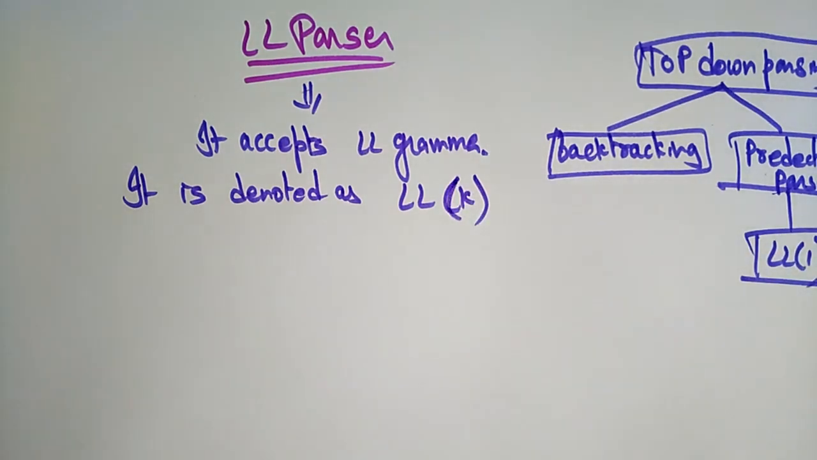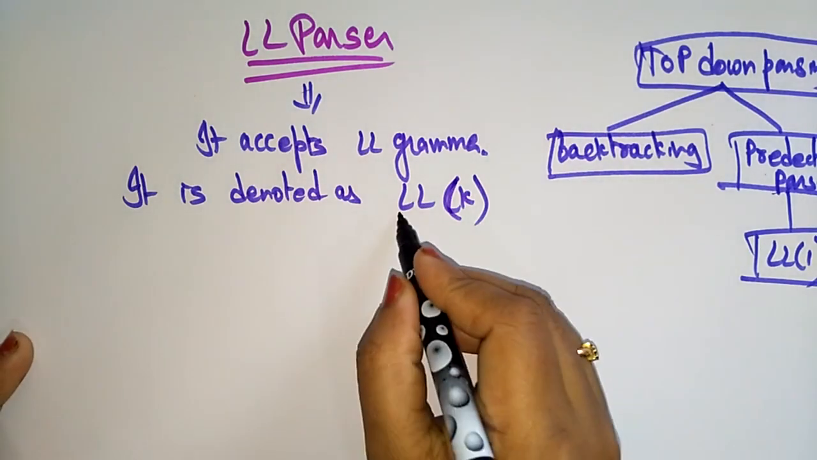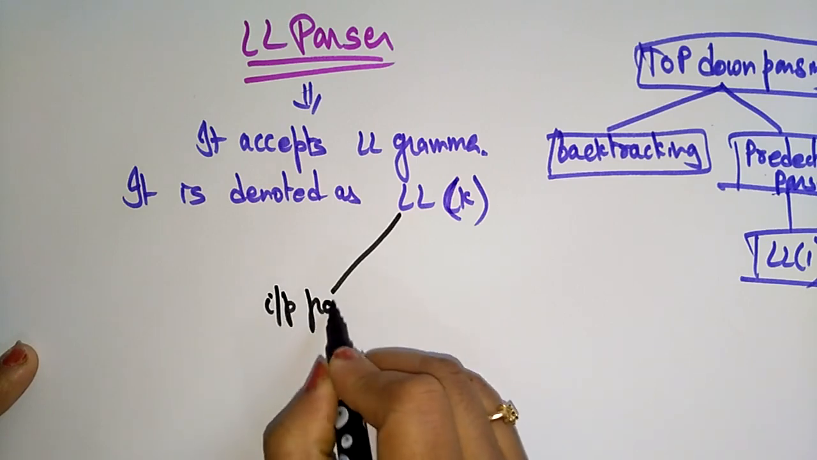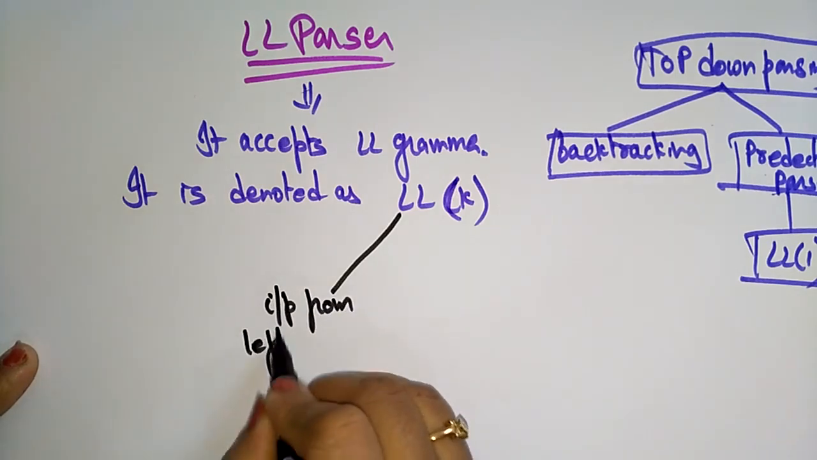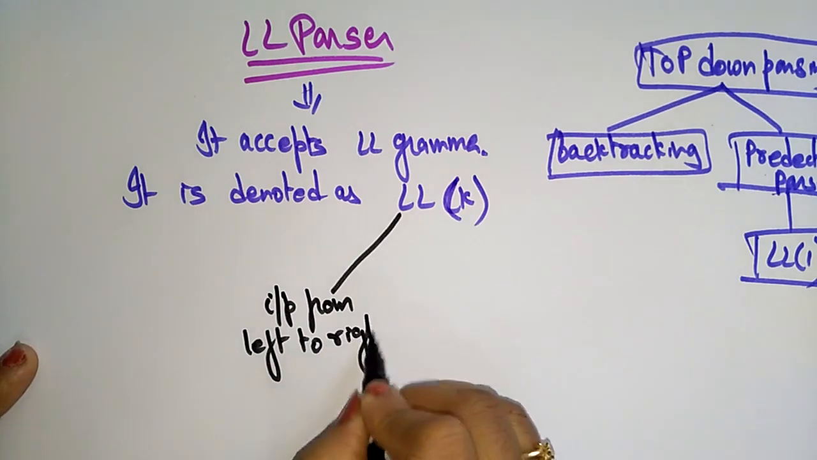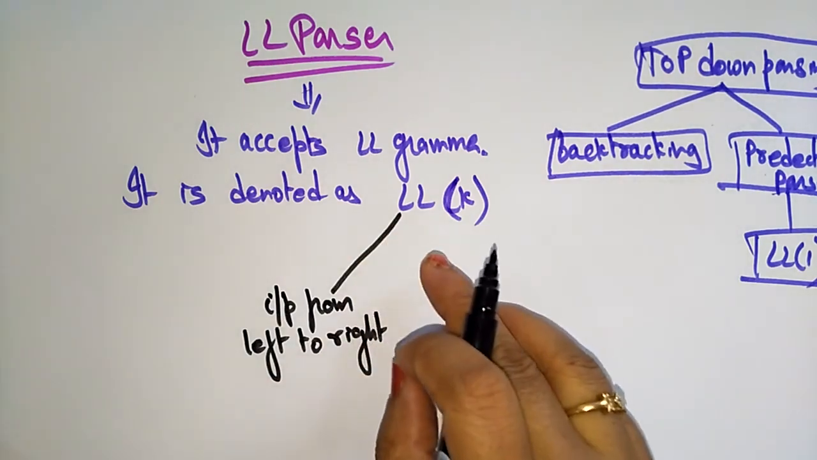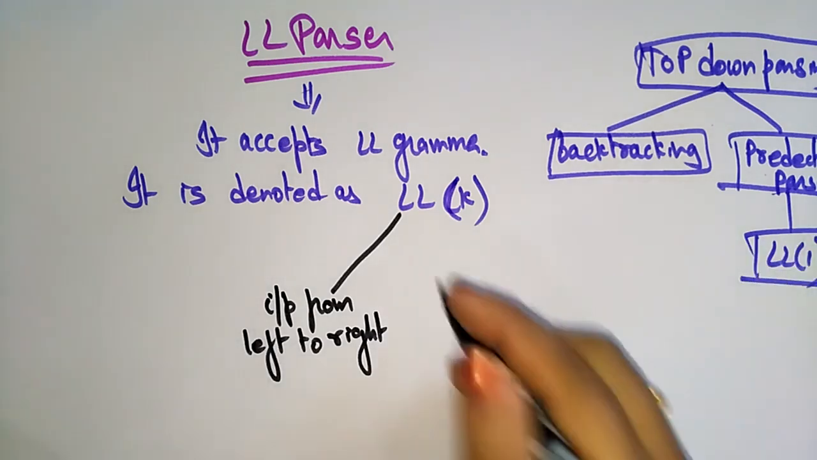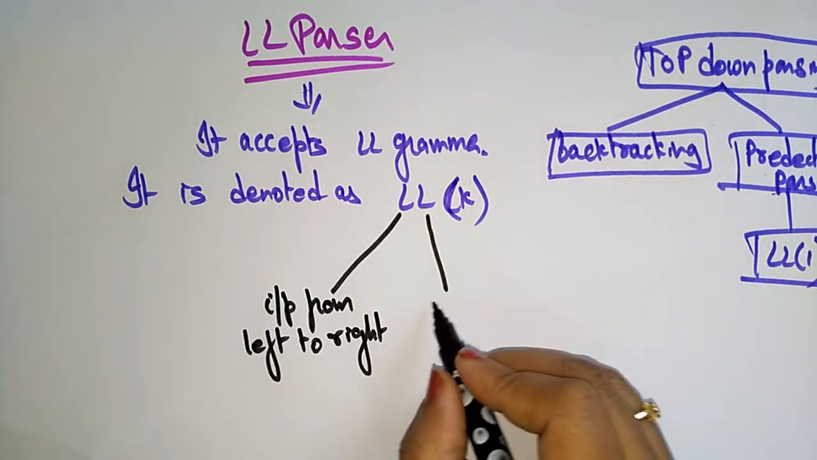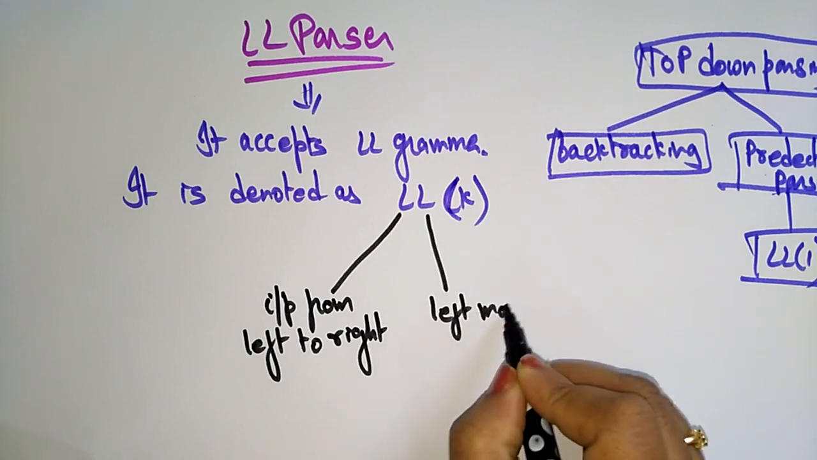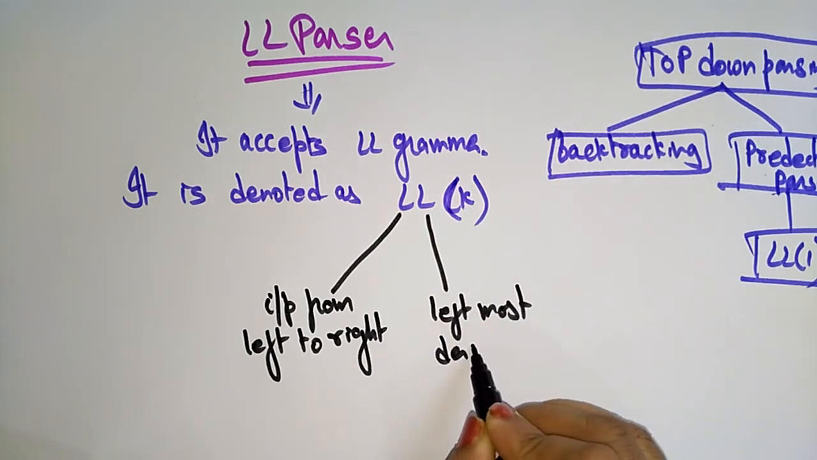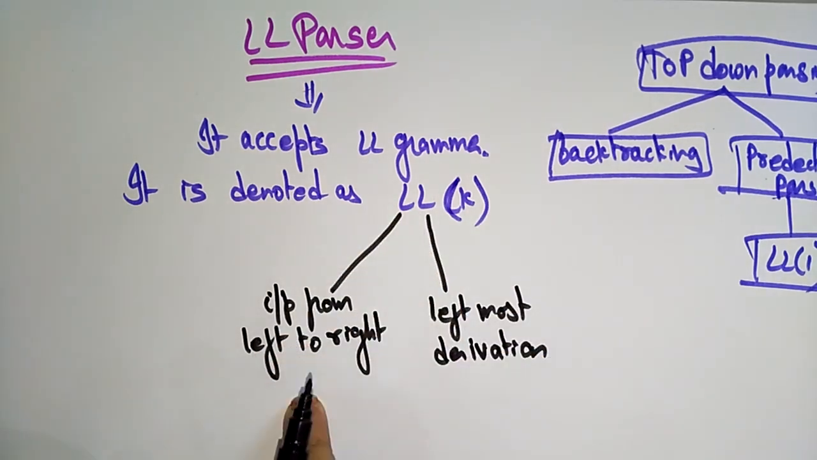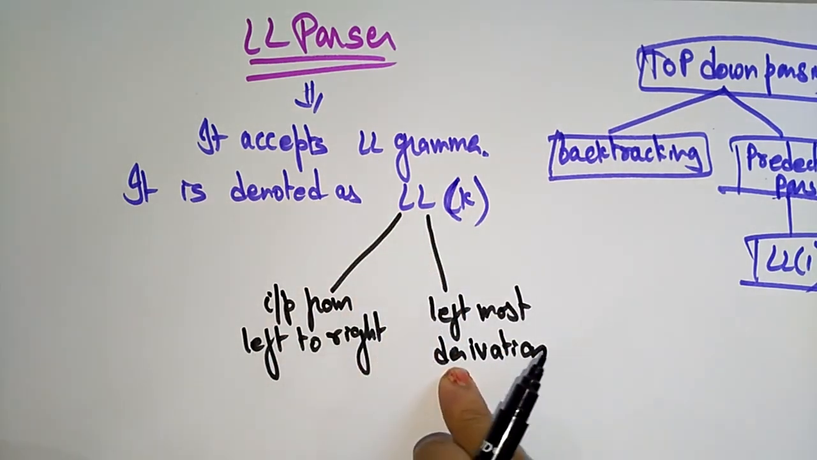So what does it mean? What is the first L? The first L is the input from left to right. So the first L represents the input; it just scans the input from left to right. And the second L acts as a leftmost derivation. The first L represents the input from left to right, and the second L does the leftmost derivation.